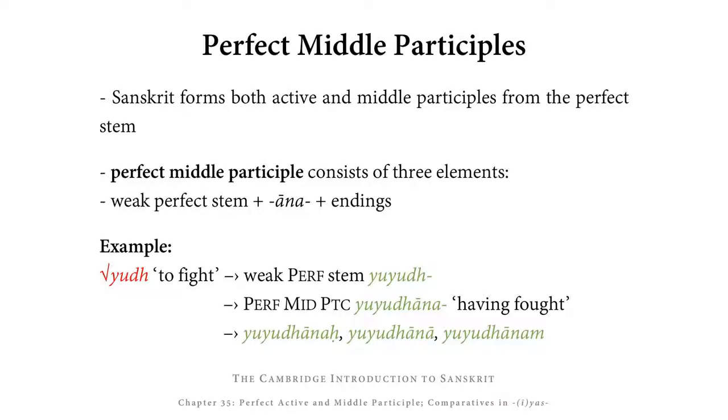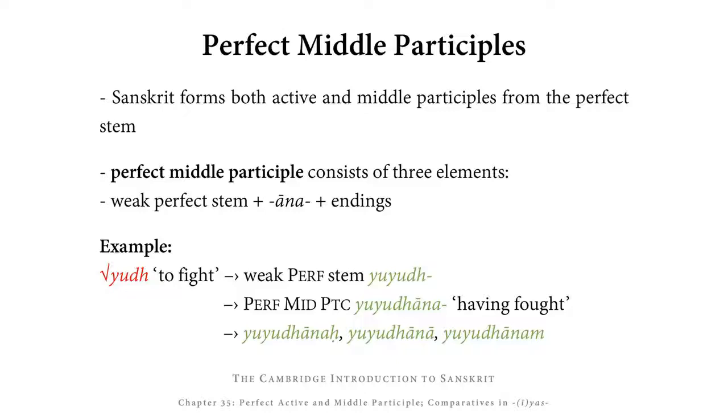Sanskrit forms both active and middle participles from perfect verbal stems. We're going to start by looking at the perfect middle participle because that is formally simpler than its active counterpart. The perfect middle participle consists of three elements: the weak perfect stem, the suffix -ana, and case endings.